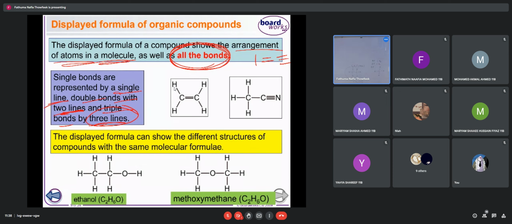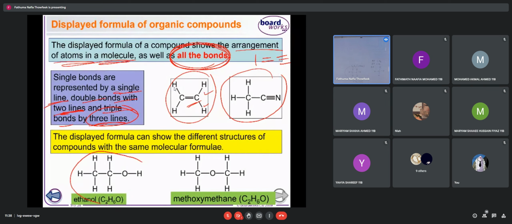So this is the displayed formula for ethene I have drawn here. In between carbon and carbon, there is a double bond. So you need to show the double bond, and these are single bonds. Nicely, you need to show all the bonds. That is what we call the displayed formula. The displayed formula can show the different structures of compounds with the same molecular formula.